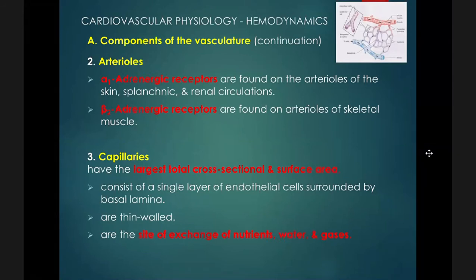Sympathetic activity will vasoconstrict these arteries via the alpha adrenergic and beta adrenergic receptors. Vasoconstrict, pang sabi ko. Vasodilate these arterioles. Parasympathetic will vasodilate and sympathetic will vasoconstrict the arterioles.